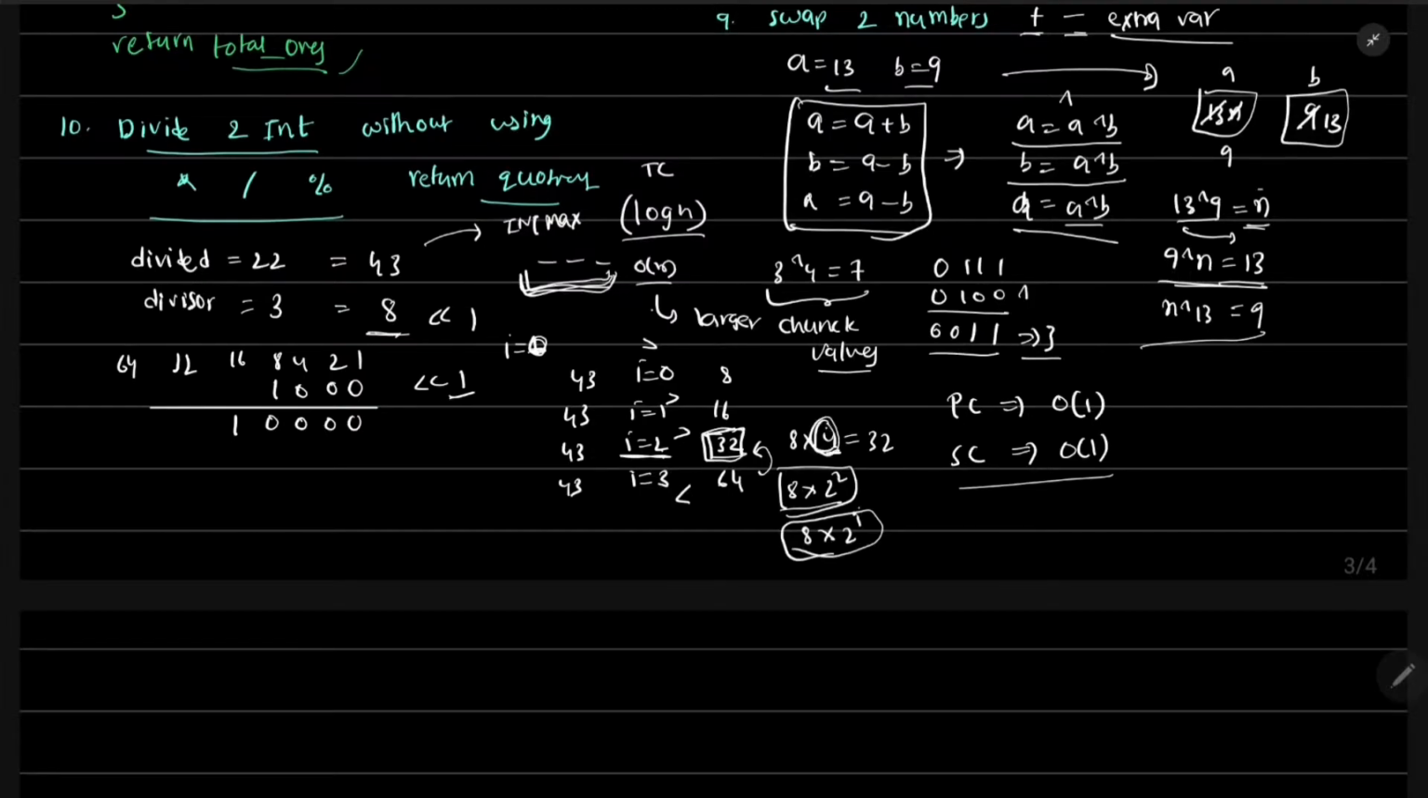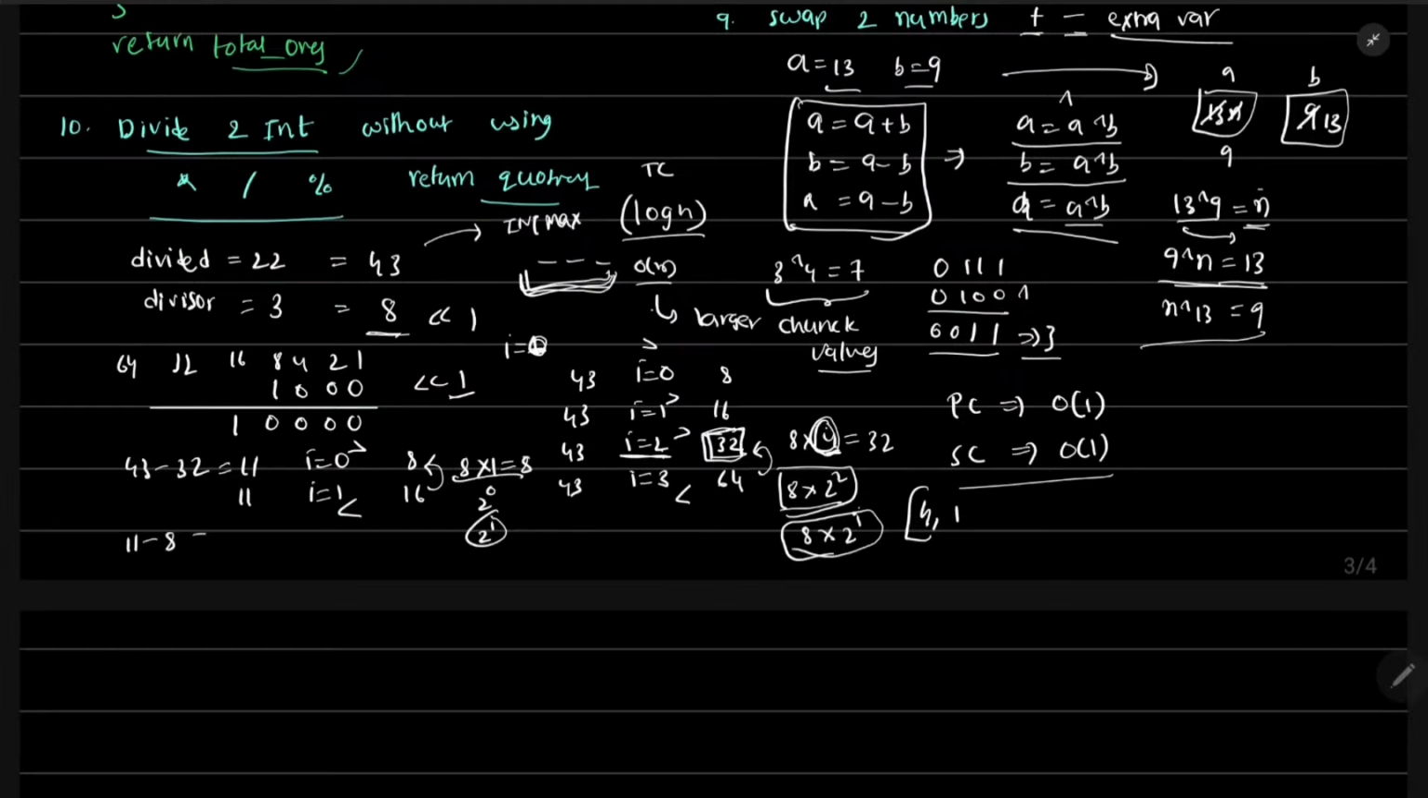So 43 minus 32, what is it? 11. Let's keep 4 as our quotient for now, and start from i equal to 0 again, taking 8 again. 11 is greater than 8. I take i equal to 1, it is 16. Now you see 11 is less than 16. Now I go one step back. 8 into 1 equals 8, this is 2 power 0, that is nothing but 2 power i. So I take 1 as one more coefficient. Now I do 11 minus 8.